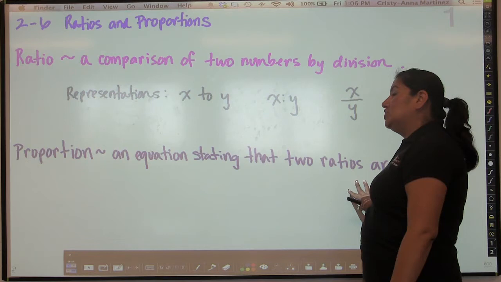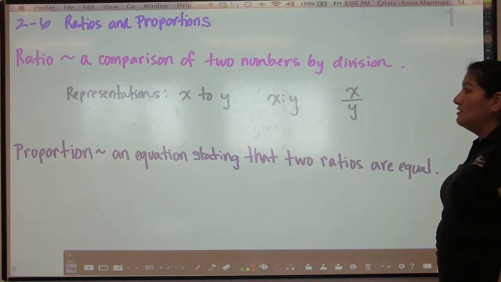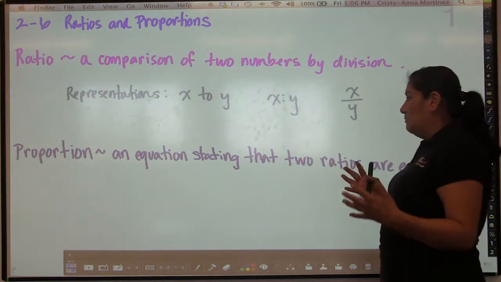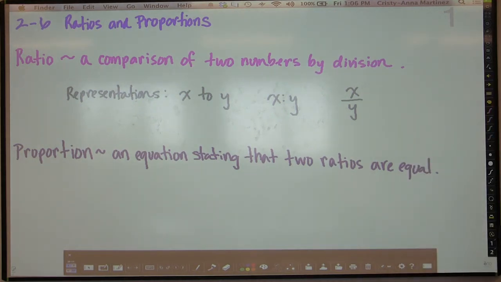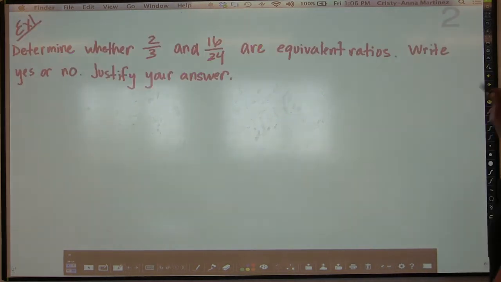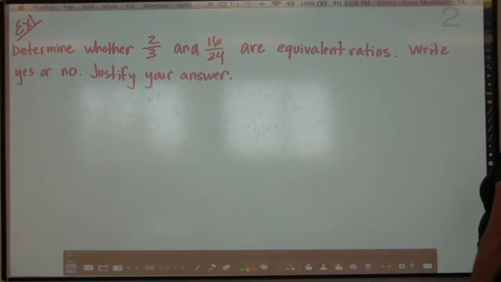And then we have a proportion. A proportion is basically when you take two ratios and make them equal to each other. So a proportion is an equation that states that two ratios are equal. And so we are going to do some examples with some ratios here.